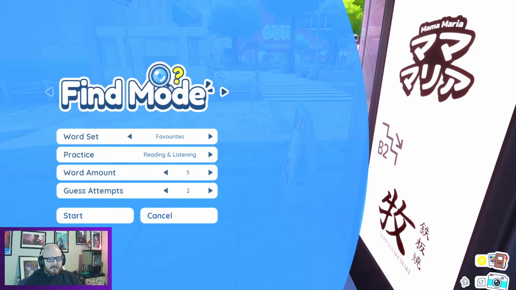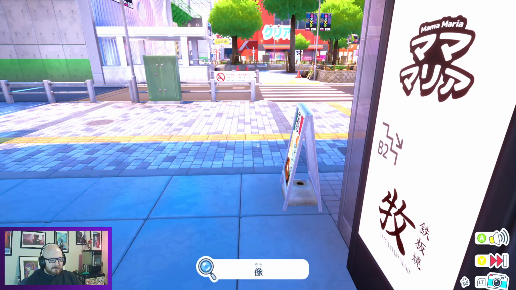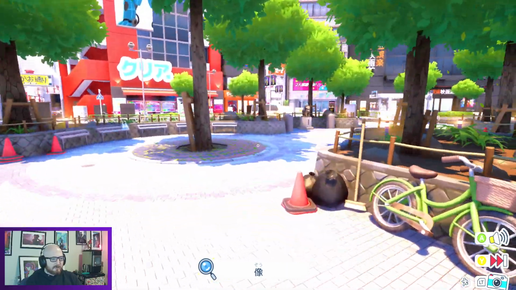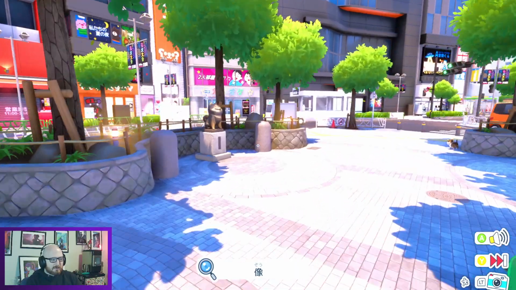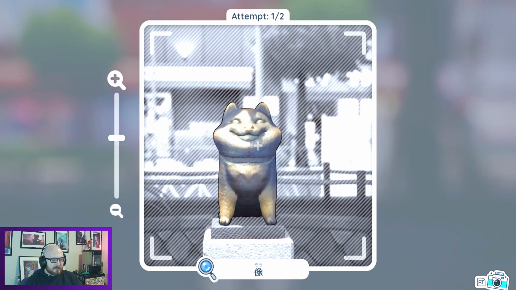All right, let's get into it, though. We do find mode. We do favorites. Word amount is 5, 2 attempts. And the reason we do that is because we do quiz mode for 10 words, which gives us substantially more. That's 30 different things that we'll be getting asked of in quiz mode.